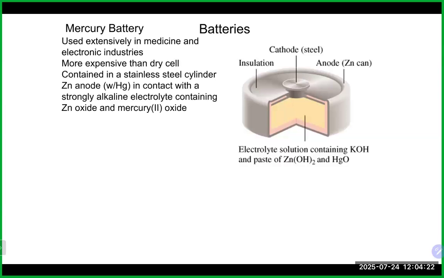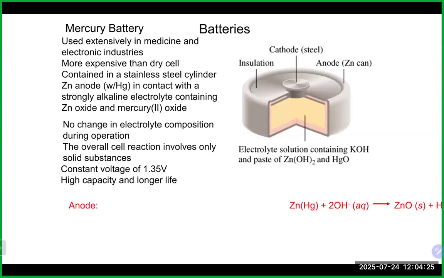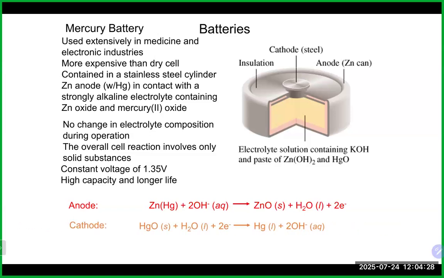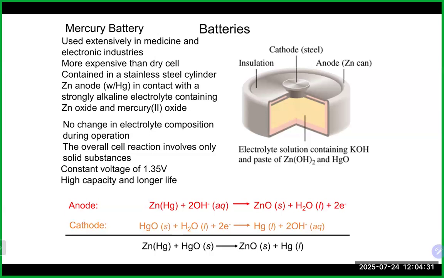Another type of battery is a mercury battery. It's used a lot in medicine, electronic devices, and industry. In this type of battery, we have the zinc again in contact with mercury as our anode. And again, we have the steel container acting as our cathode. This is in contact with a really strongly alkaline solution like KOH. Alkaline means basic. So here again, it's acting as the salt bridge.